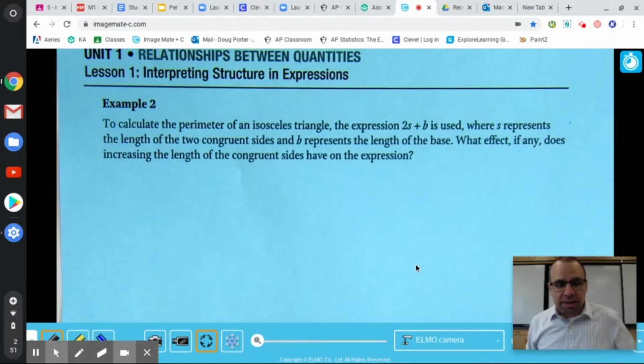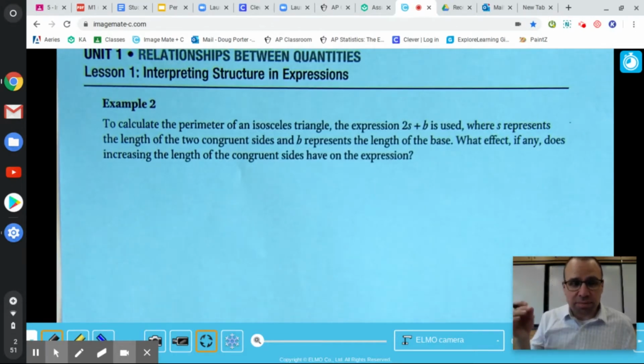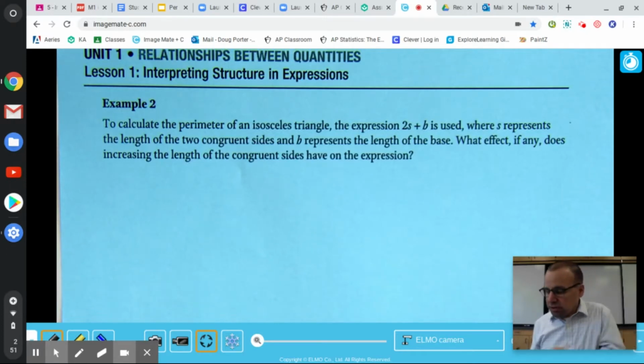Example 2: to calculate the perimeter of an isosceles triangle, the expression 2s plus b is used, where s represents the length of the two congruent sides. Remember, an isosceles triangle has at least two congruent sides. And then you have b that represents the base. What effect, if any, does increasing the length of the congruent sides have on the expression?